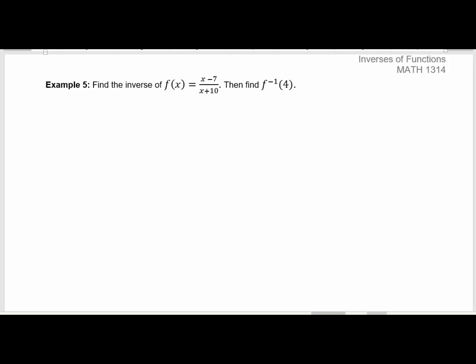...us to find the inverse of f of x equal to x minus 7 all over x plus 10 and find f inverse of 4. So we have a rational function going on. Remember, our rational functions are just fractions on steroids. They got variables going on within the fraction. Okay, the rules are still the same.